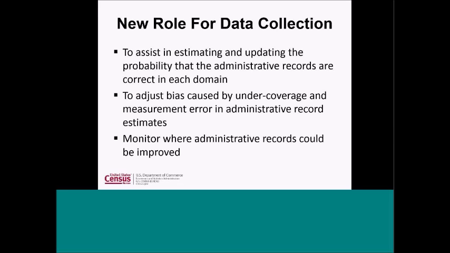So this points to a new role for data collection. It first has to assist us in updating the probabilities that the administrative records are correct in each domain. That actually might be quite expensive, right? But it might be very useful every couple of years to do really intensive work to estimate these omegas for different domains. And then it takes the survey back from the forefront and turns it into an adjustment for bias from undercoverage, and for measurement error in administrative records.